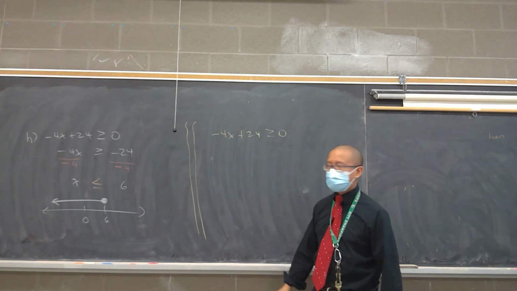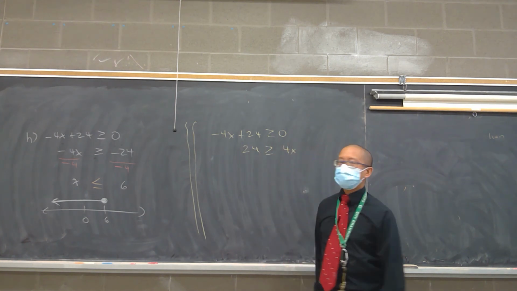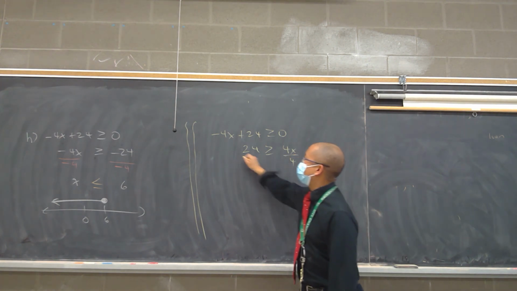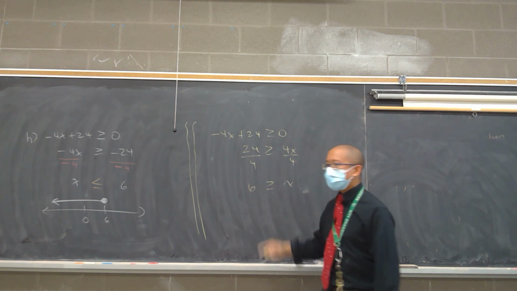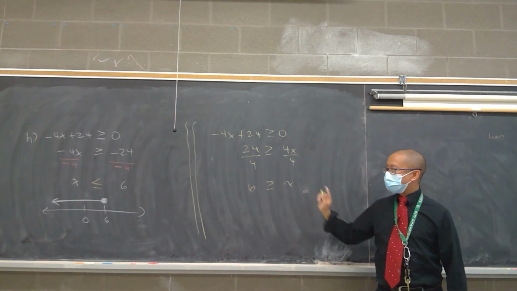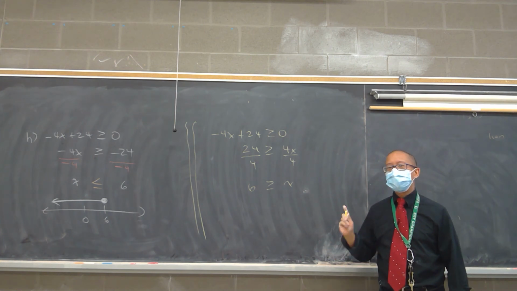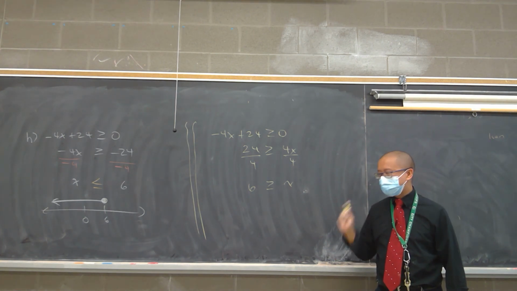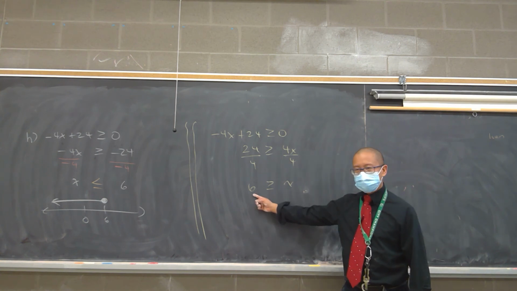I can add 4x to both sides. Okay. And then divide by 4. Okay, no problem there. So why can't I just write this? Mathematically, this is correct. However, in inequalities, we tend to have a particular style of how to say it. We always say the unknown. What's the unknown? 6 is not the unknown.